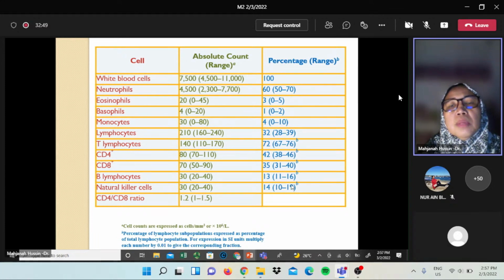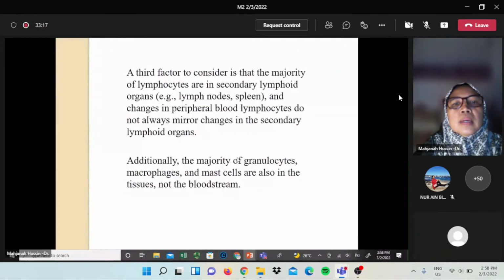So the normal range you have got to know, but of course in the laboratory you don't really have to remember it because it's already on the poster on the wall. But the range should be around this. The highest will be neutrophil, and the least in the blood will be your basophil.